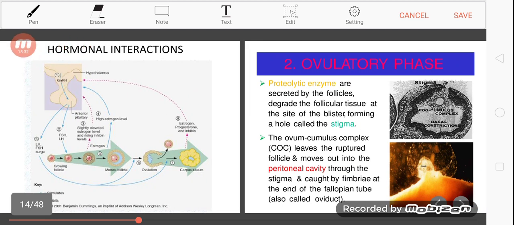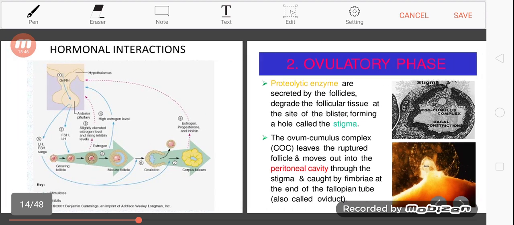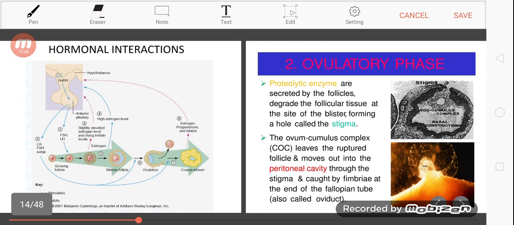Okay, once the pre-ovulatory phase is initiated and emulsification happens, a blister or bulging occurs. Now the follicle enters the ovulatory phase. What happens during the ovulatory phase? During this phase, proteolytic enzyme is secreted by the follicle cells, and it destroys the follicle wall, the follicular tissue at the site of the blister. So it will form a hole.